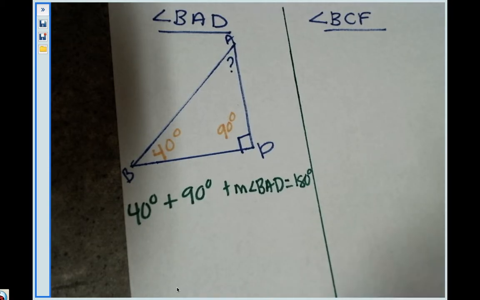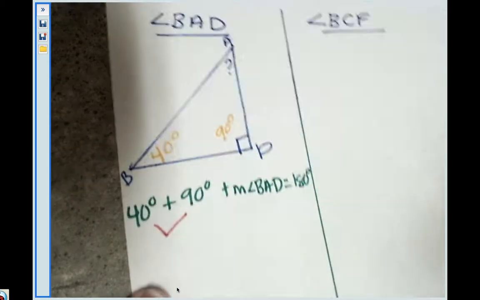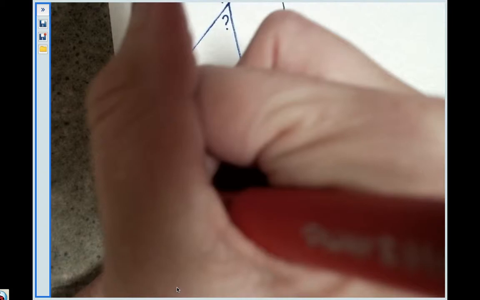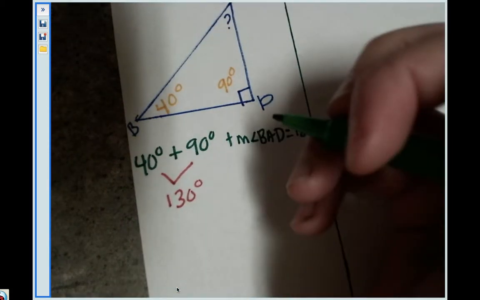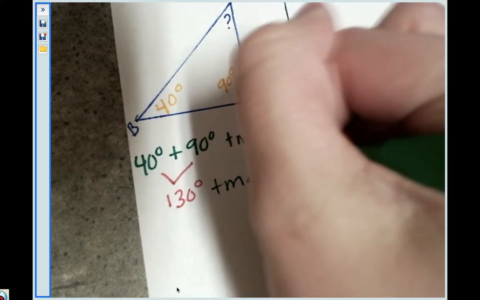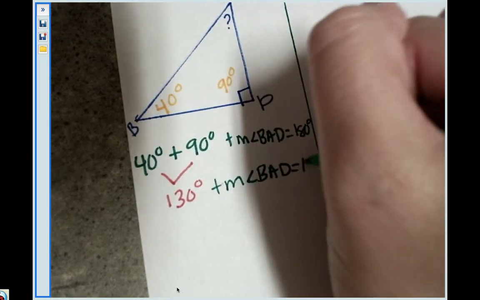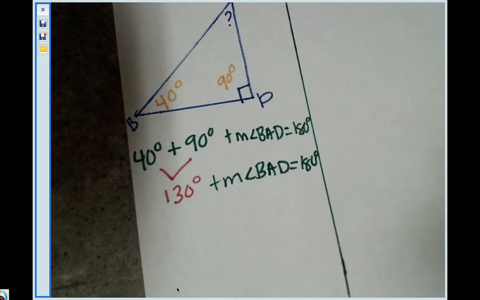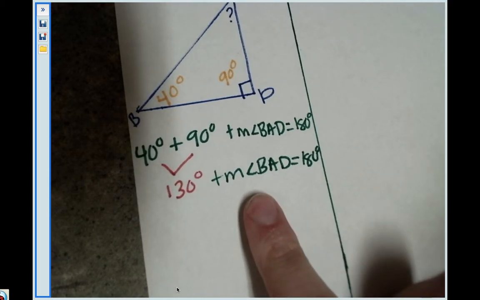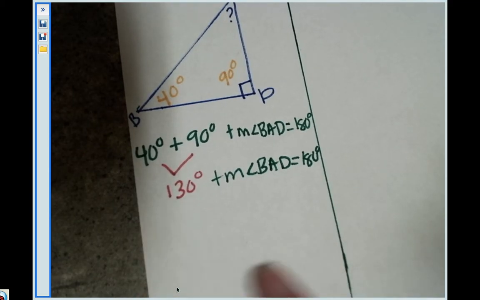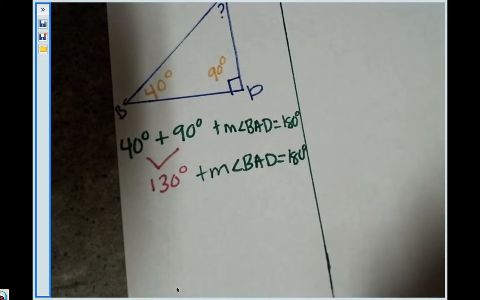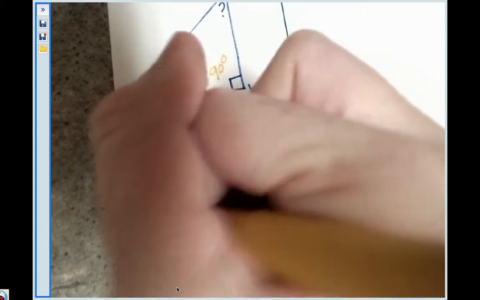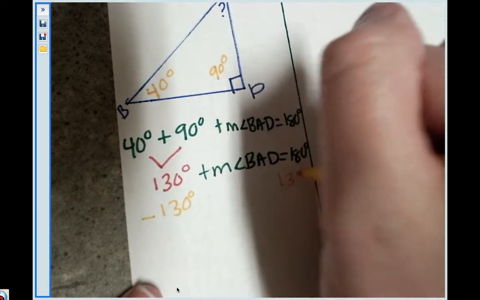Okay, so 40 plus 90, when I add those together, will be 130 degrees, plus the measure of angle BAD equals 180 degrees. All right, now I need to solve for the measure of BAD. So how do I bring a positive 130 to the other side? I would subtract it on both sides. So I'm going to subtract both sides by 130 degrees.